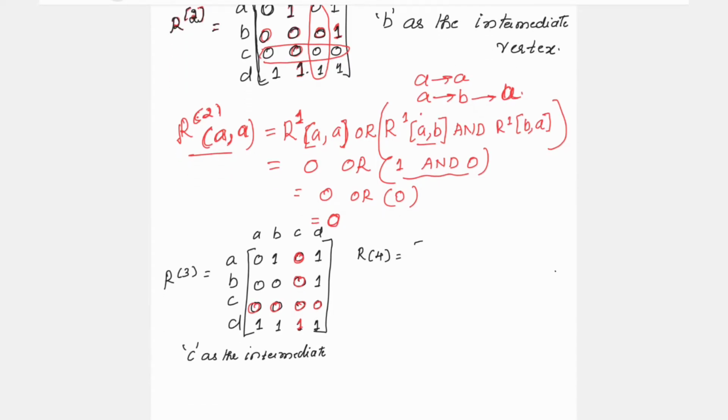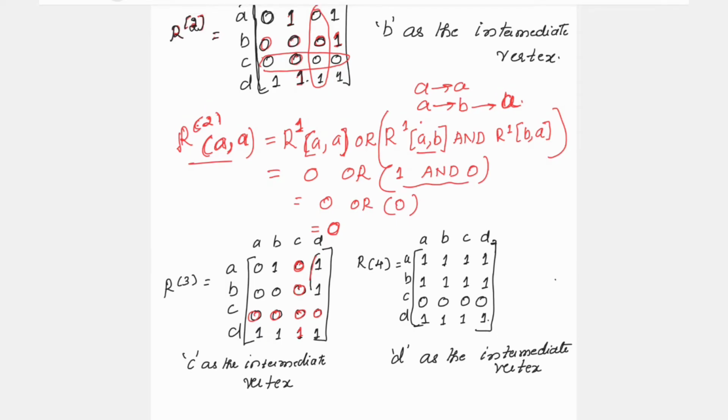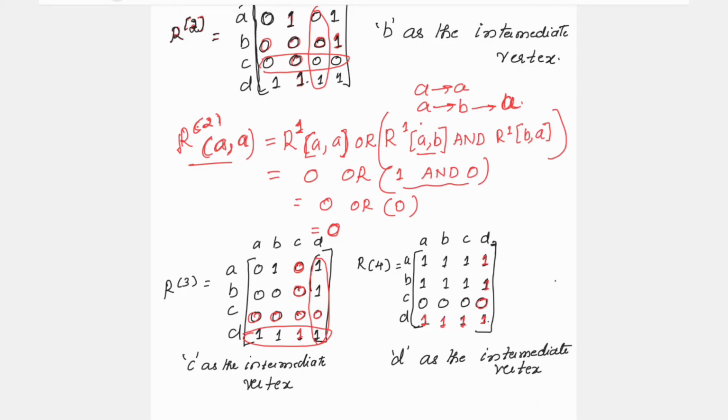Now you have to compute R4, and this R4 you create by taking D as the intermediate vertex. When you start calculating the values for R4, the one row and one column pertaining to D from the previous matrix you have to copy down as it is. Which one is that? This column and this row. These elements you copy down as they are, and the remaining elements you get after substituting in that formula. So the final matrix you got is R4 in this case.